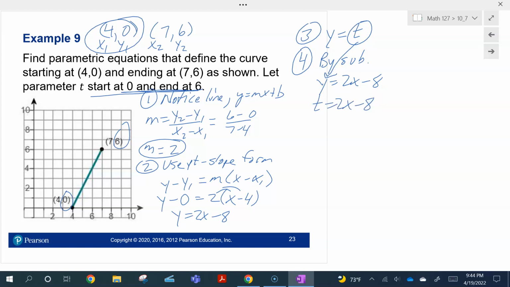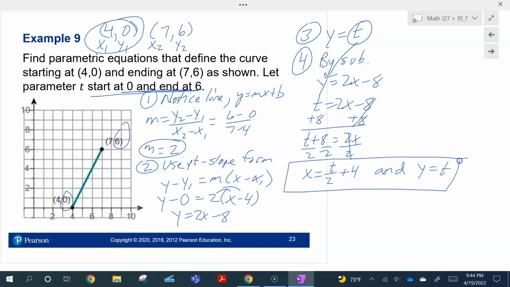Now I'm going to solve this for x. Let me add 8, so I have t plus 8 equals 2x. Let me divide everything by 2. So x equals t over 2, or 1/2 t, plus 4. That's one of my parametric equations, and we also know that y equals t. These are my two parametric equations for this line.